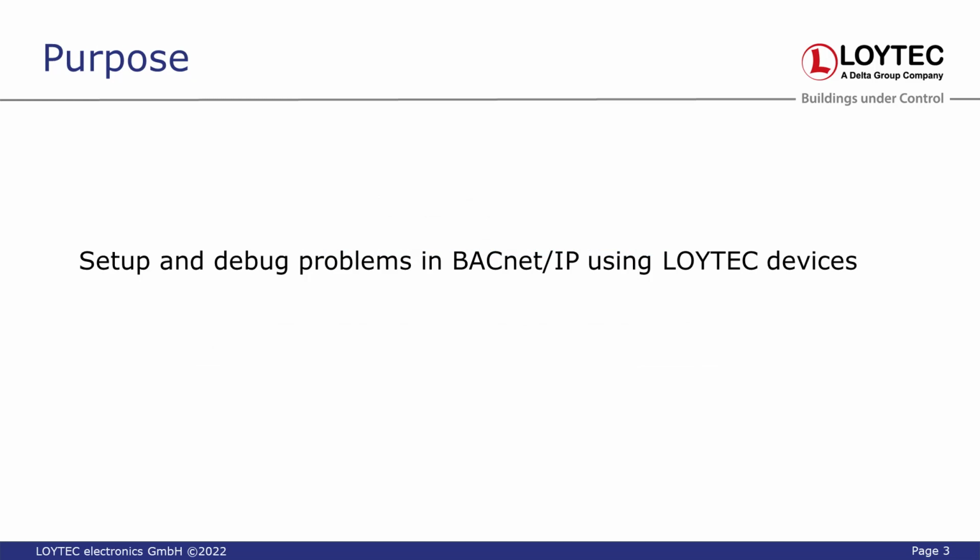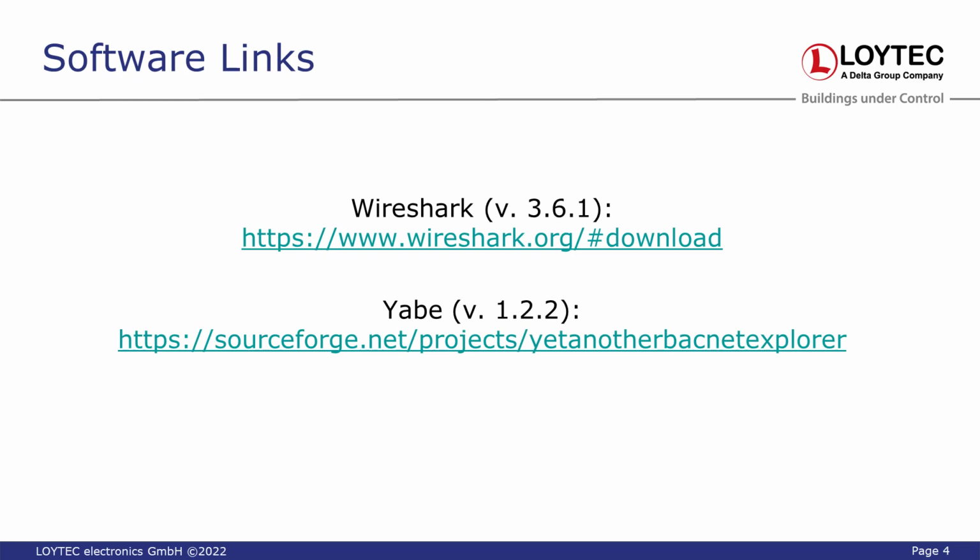The purpose of this LSTT is to learn how to correctly set up and debug certain BACnet functionalities using our LOYTEC devices. To do so, we're going to use these additional software tools. The first one would be Wireshark, which can be downloaded under the following link. And the second one is called YAPE, which is an abbreviation for Yet Another BACnet Explorer, and it can be downloaded under this link.